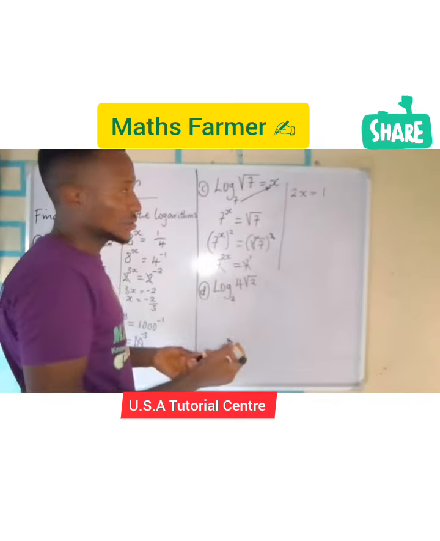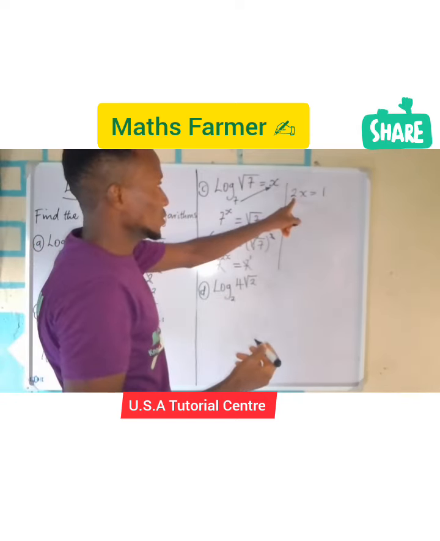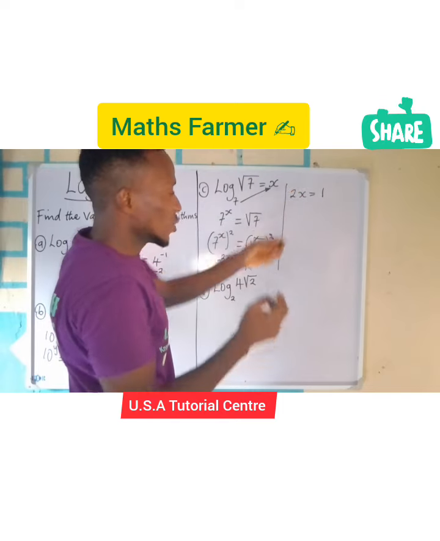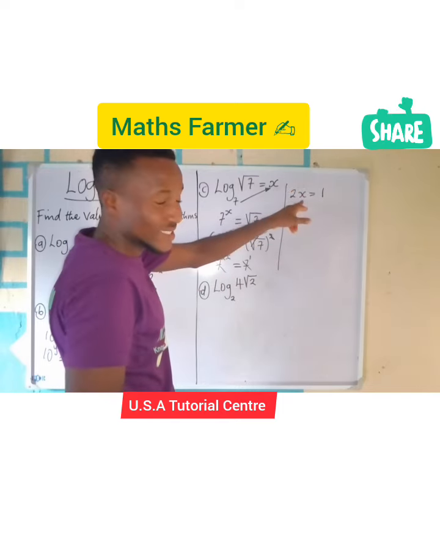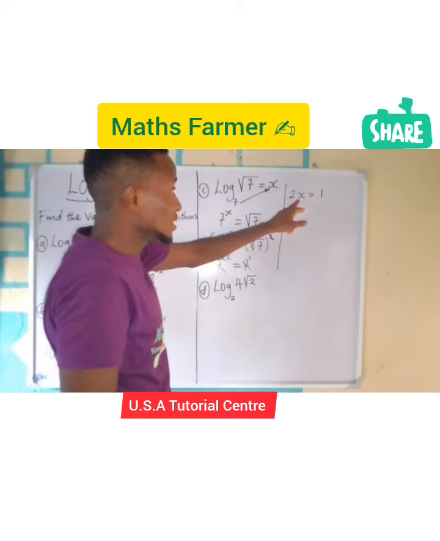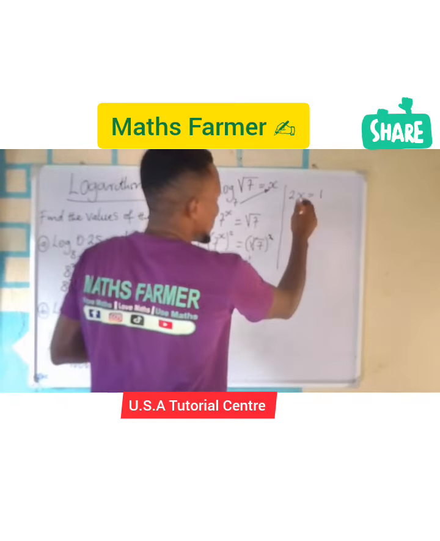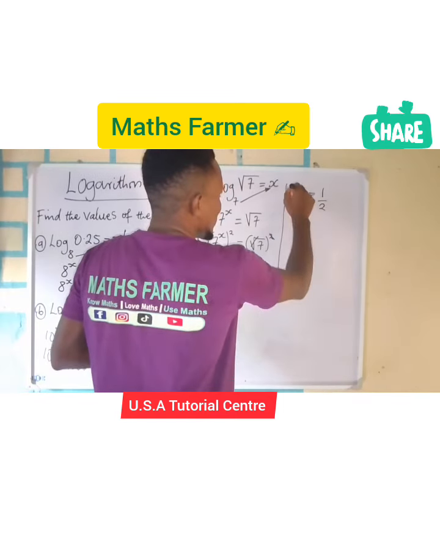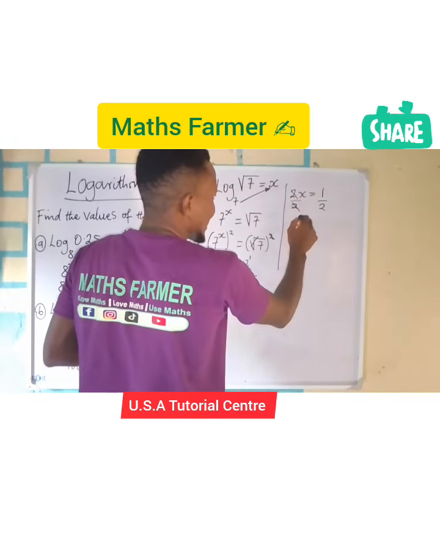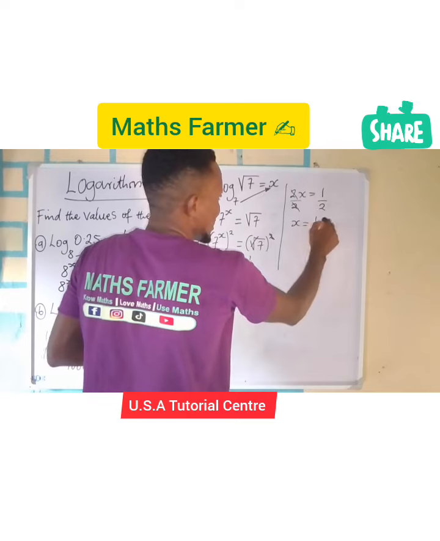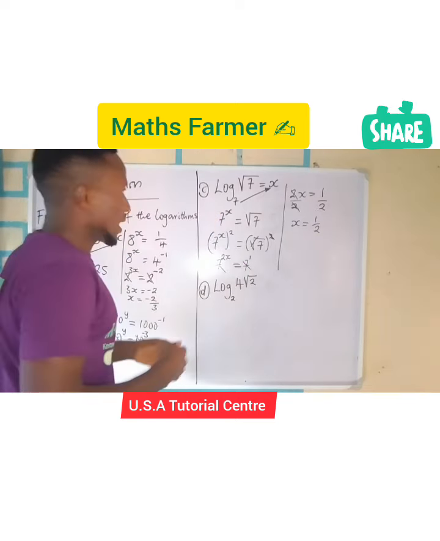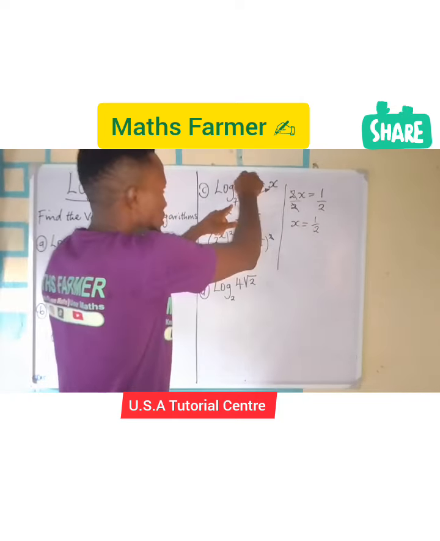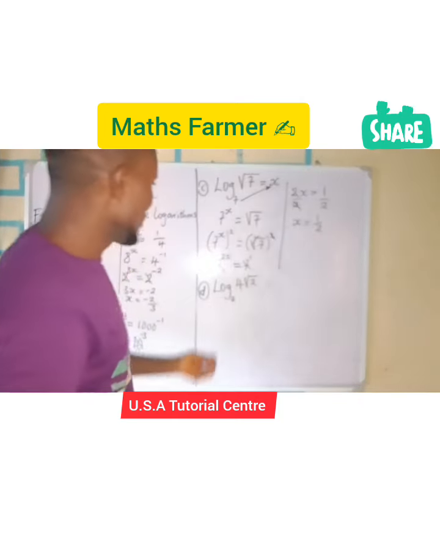X is still attached to 2, which is the coefficient of x. So we say divide both sides by the coefficient, that number that is attached to x. Divide both sides by the coefficient of x. So when we now divide both sides, that means 2 is going to go here, 2 goes here. So 2 cancels 2 out here, remaining x here. So what remains here is half. So what it implies is that 7 raised to the power of half, or 1 over 2, will give us root 7. Now let's move to the next question here.